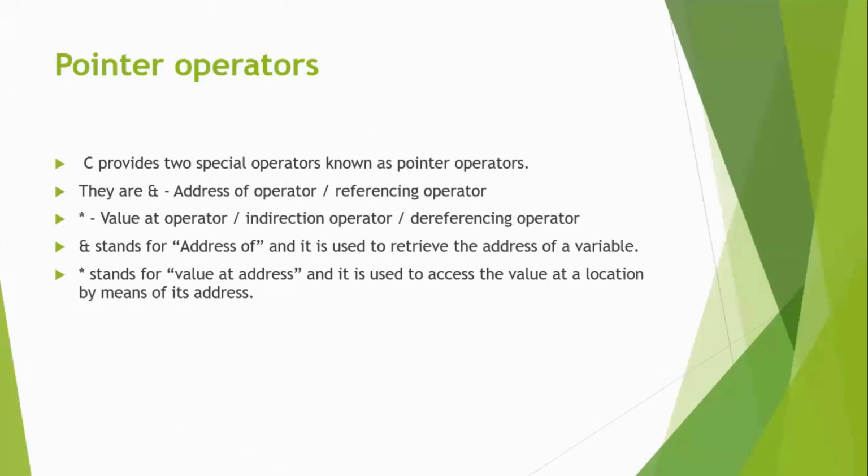Next is pointer operators. In C, we have two special operators. One is ampersand, which we can call the address-of operator or referencing operator. Another one is asterisk, the value-at operator, or indirection operator, or dereferencing operator. So ampersand is used to get the address of the variable, and asterisk is used to get the value that the address is storing.